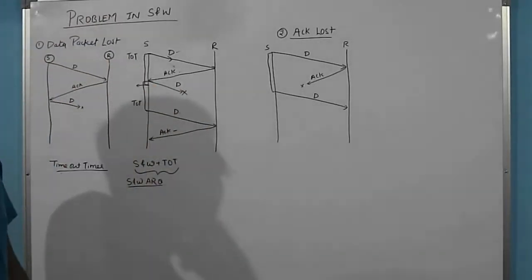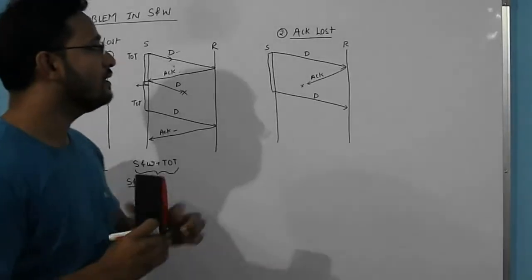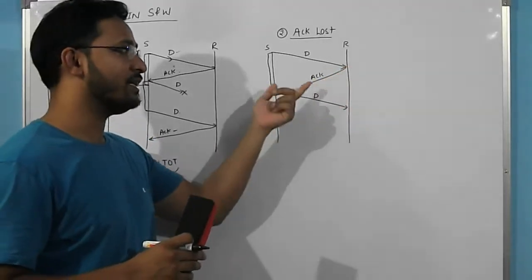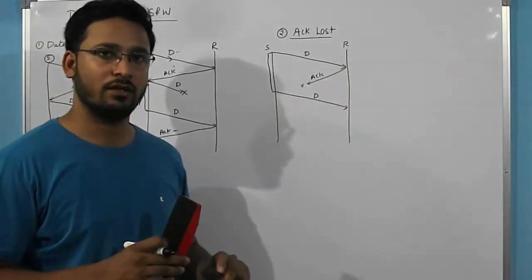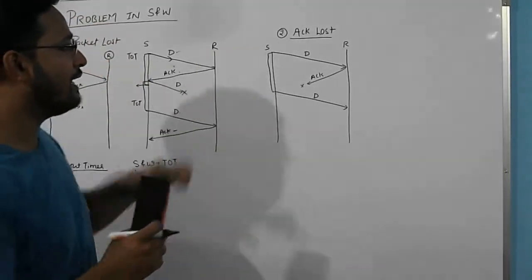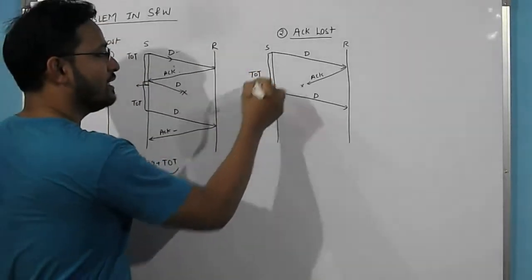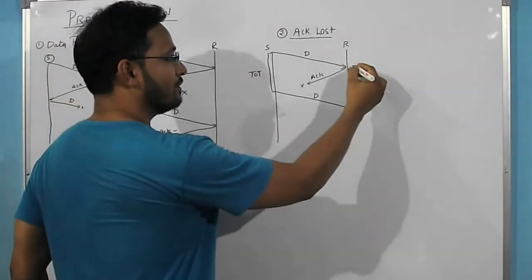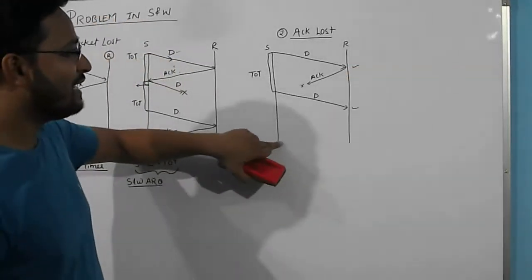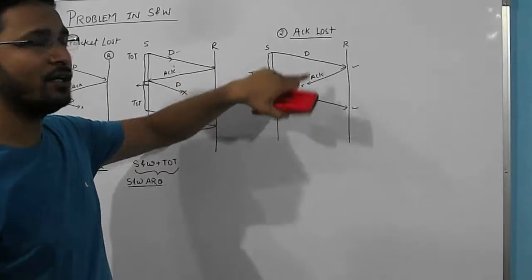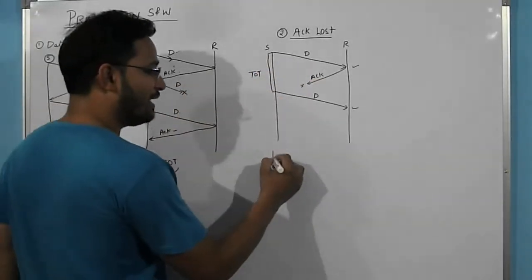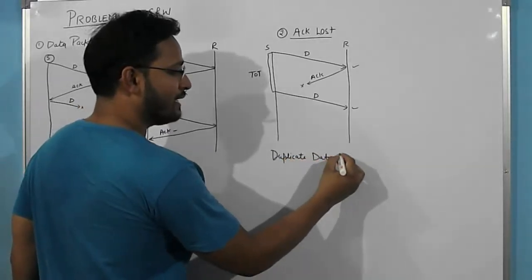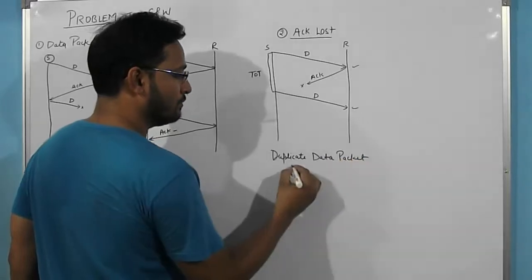Second problem is acknowledgement lost. Suppose sender sends a data packet and receiver sends acknowledgement, and suppose this acknowledgement is lost in traffic due to some network problem. What happens after the timeout timer expires? Sender resends this data packet and receiver accepts this data packet. So receiver accepts the same data packet 2 times. This problem is called the duplicate data packet problem.